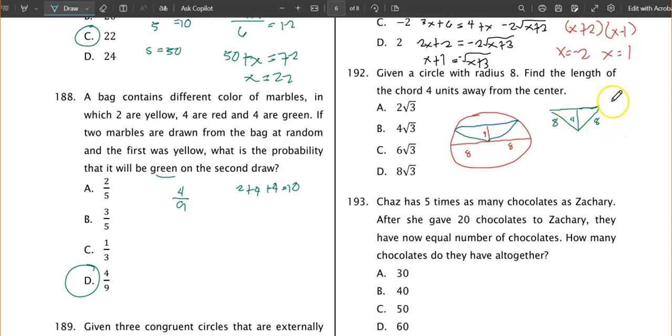So since we have the hypotenuse 8, you're going to get 8 squared minus 4 squared. That gives you 64 minus 16. And this is actually root 48. And root 48, remember, 48 is equal to 16 times 3, right? So this is just 4 root 3. So if this is 4 root 3, what is 2 times 4 root 3? That is actually 8 root 3. That's letter B in the choices.